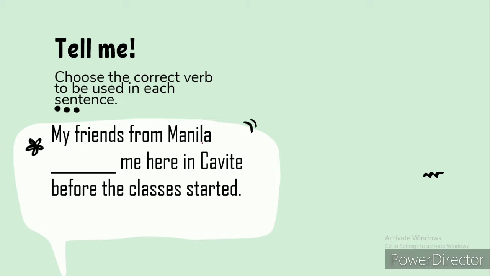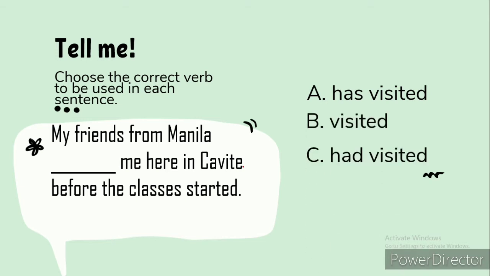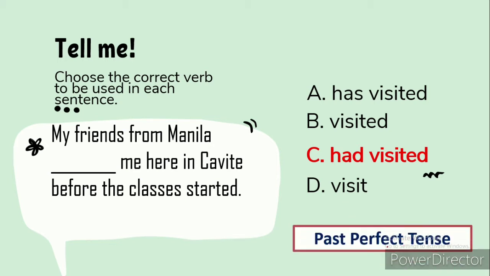my friends from Manila blank me here in Cavite before the classes started. Is it A, has visited, B, visited, C, had visited, or D, visit? Very good! The answer is had visited. My friends from Manila had visited me here in Cavite before the classes started. The verb phrase had visited is in past perfect tense.